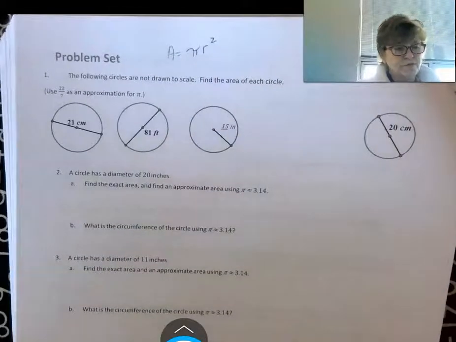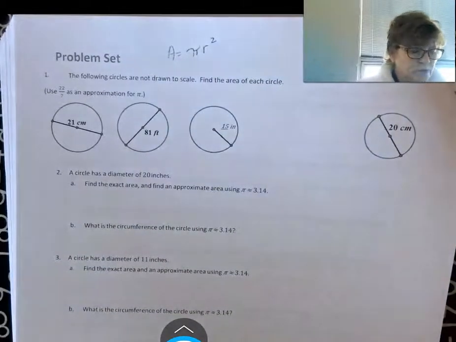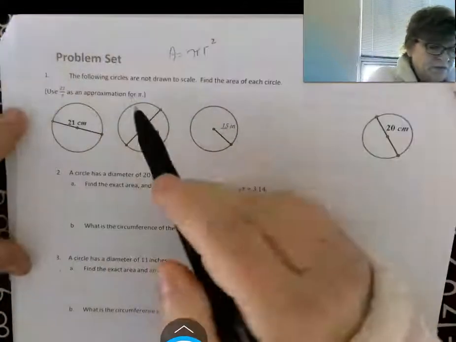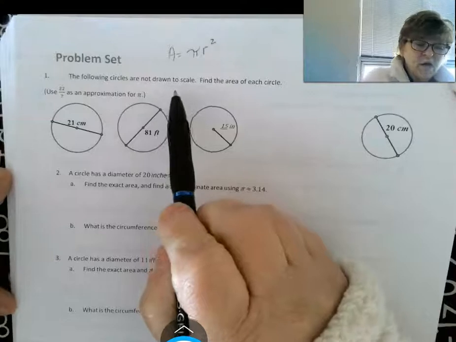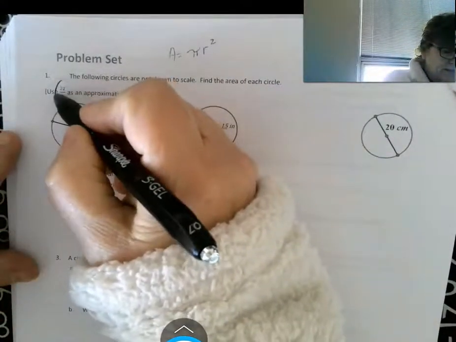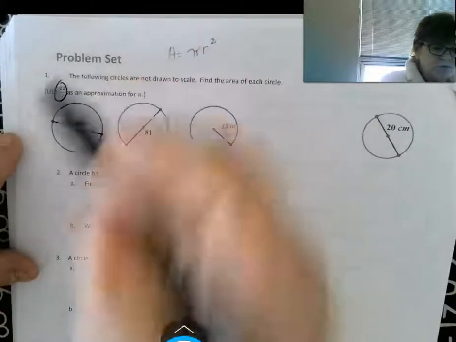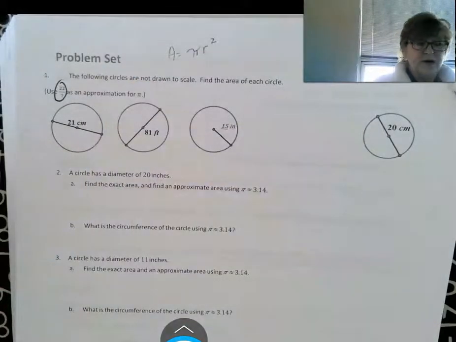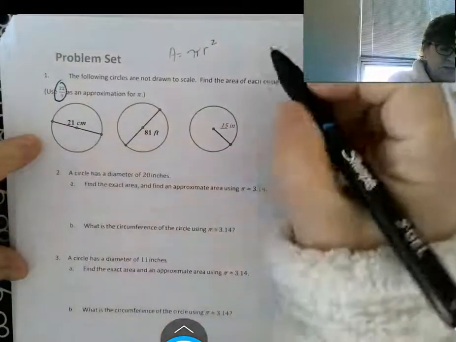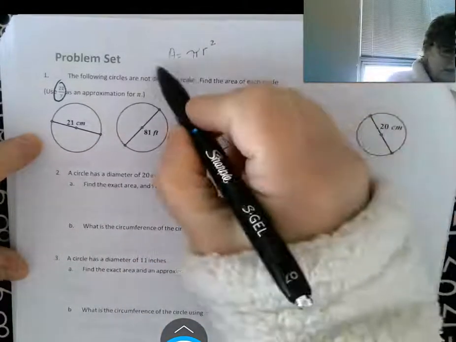Okay, let's review the answers to Module 1, Lesson 17, Problem Set. The following circles are not drawn to scale. Find the area of each circle. And notice that it's telling us to use 22/7 as the approximation for pi. So looking at this first one, let's go back to what our area formula is.